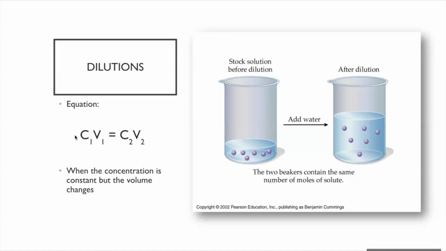The concentration of the first solution times the volume of the first solution equals the concentration of the second solution times the volume of the second solution. Let's say we were trying to find that concentration of the second solution, as I stated before. We would do the concentration of the first times the volume of the first, and in order to solve for this variable here, we would divide that by the volume of the second solution.